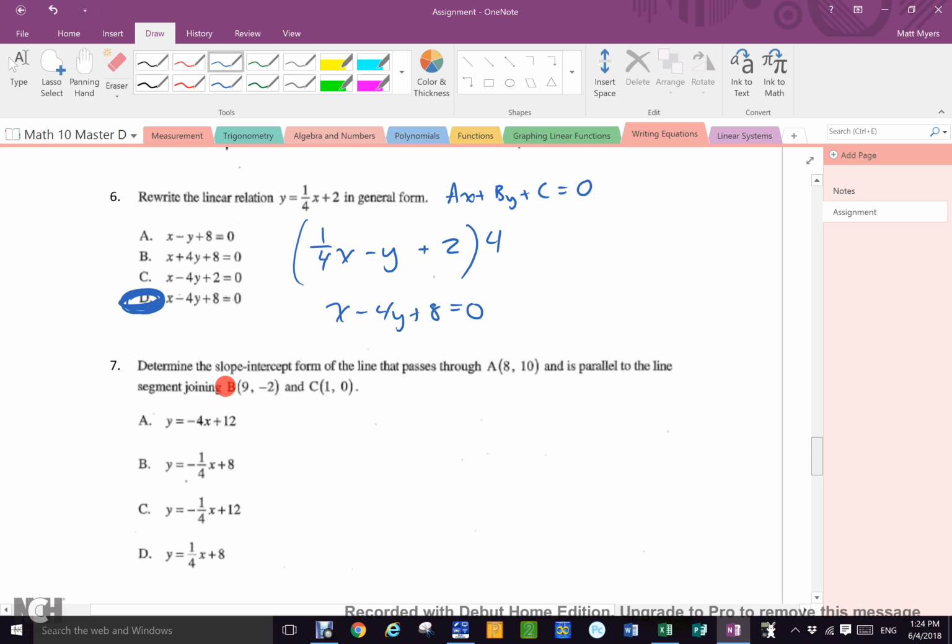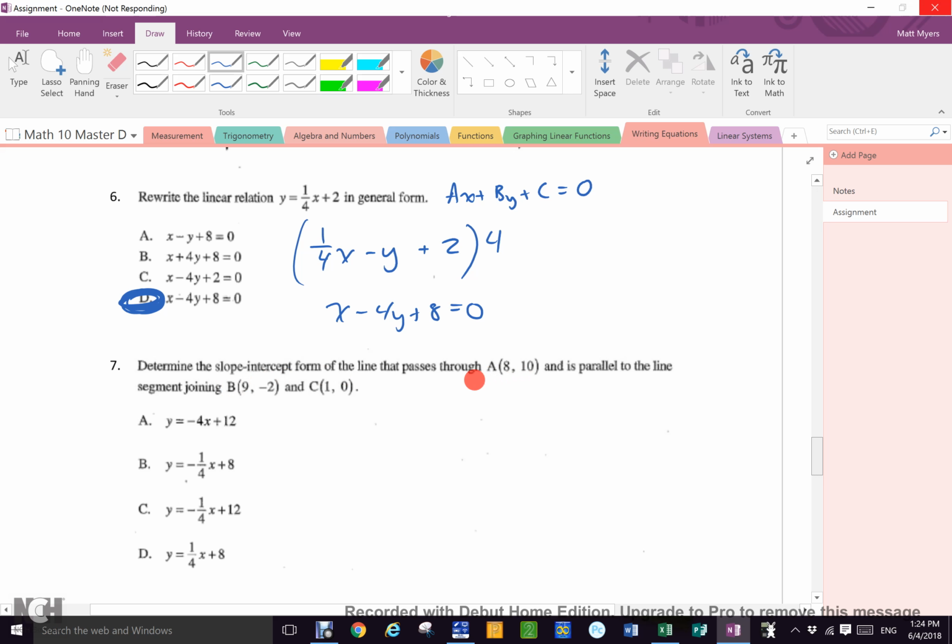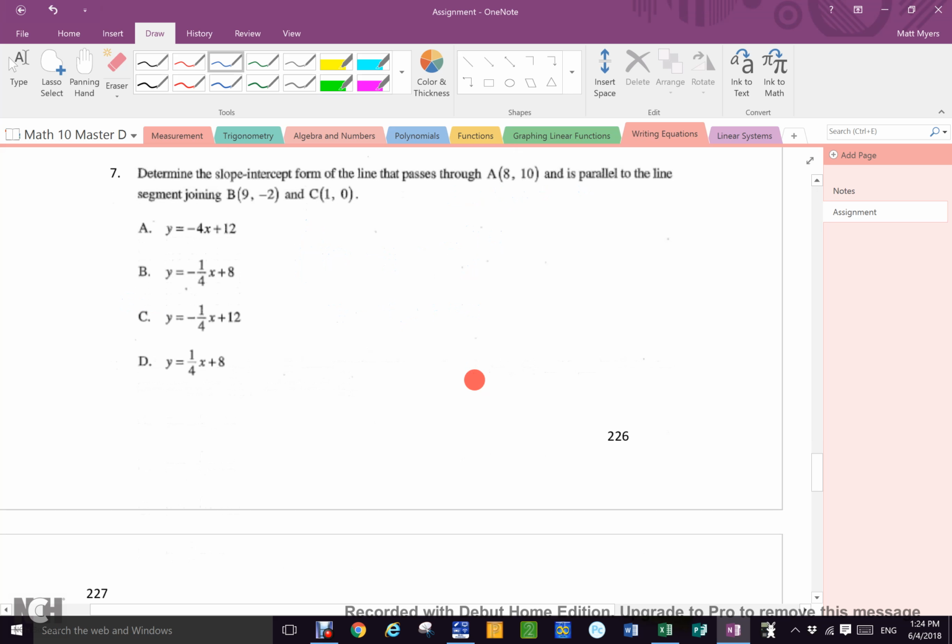And finally, slope-intercept form for the line that goes through there and is parallel to there. So to do slope-intercept, I need a slope, don't I? So I better find that slope first. 0 plus 2 over 1 minus 9 is 2 over negative 8, which is negative 1/4. There's my slope. Y equals slope, negative 1/4, x plus b.